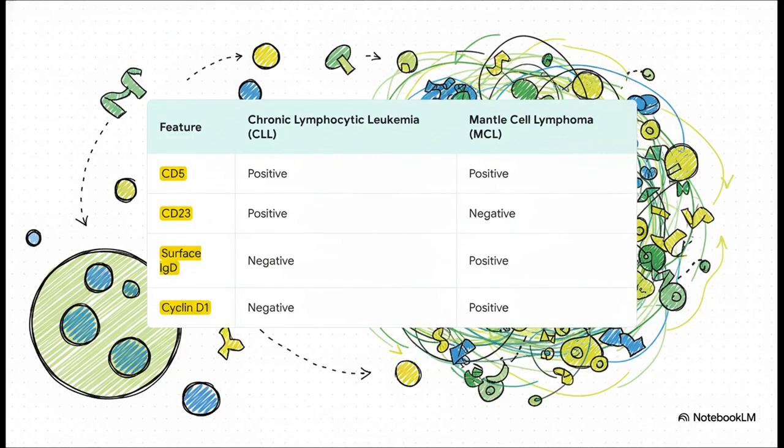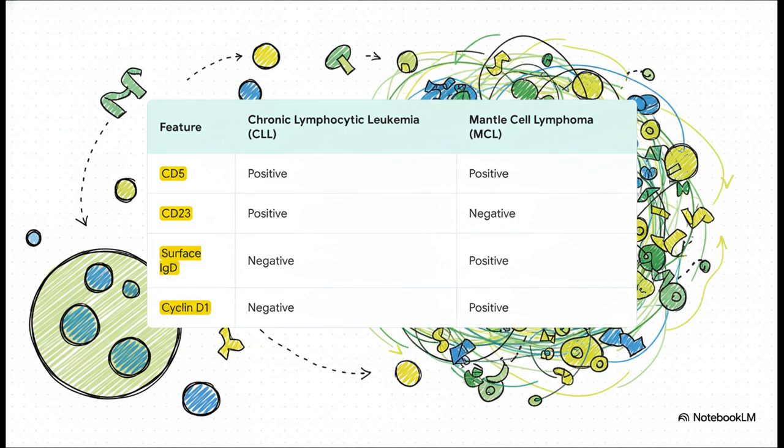Now, sometimes B cells can turn cancerous in that very first zone, the mantle zone, and that gives us mantle cell lymphoma. And here's where things can get a little tricky, because it shares a marker with CLL. Both are CD5 positive. So how do we tell them apart?